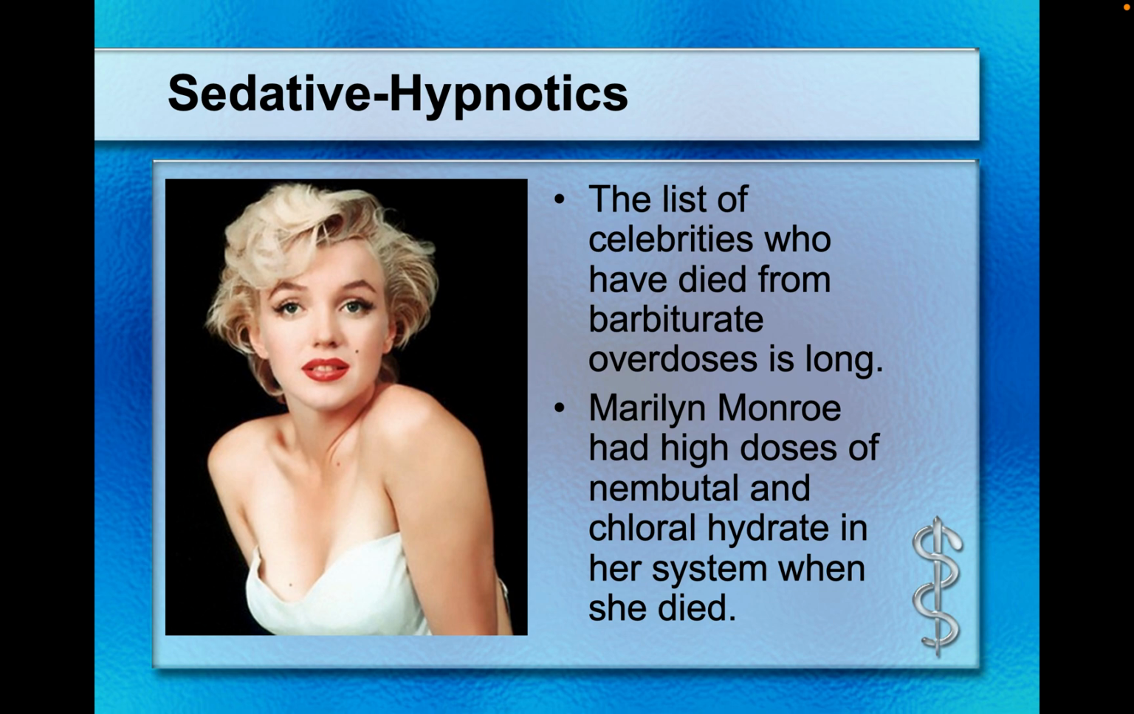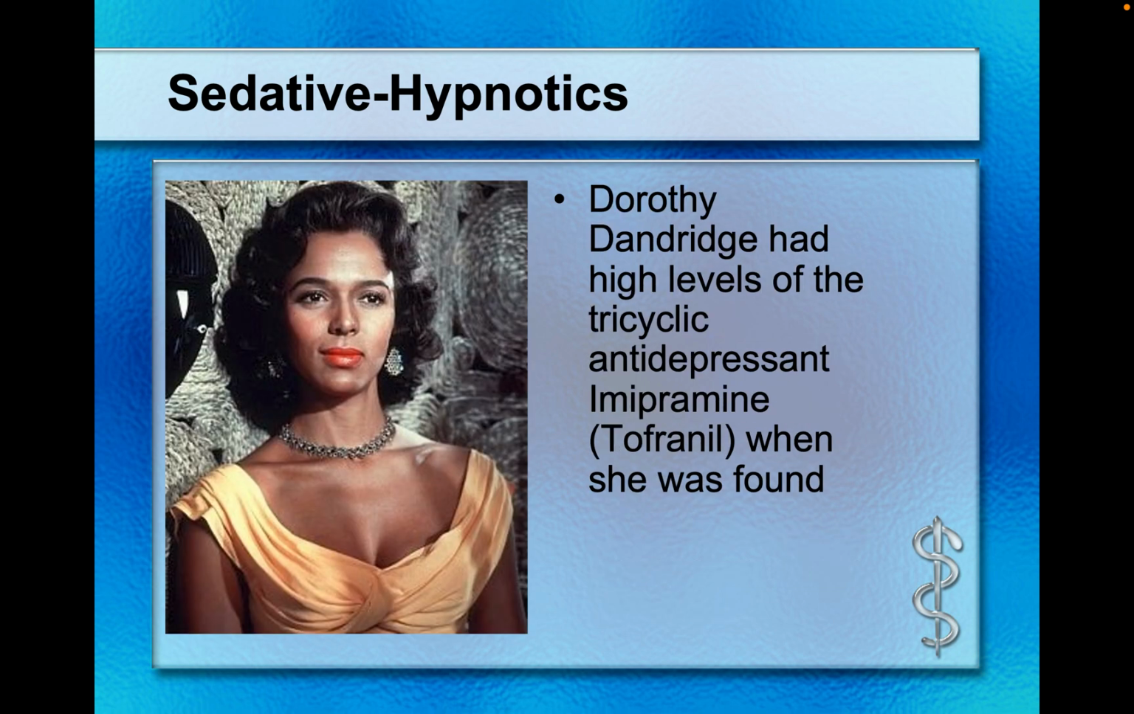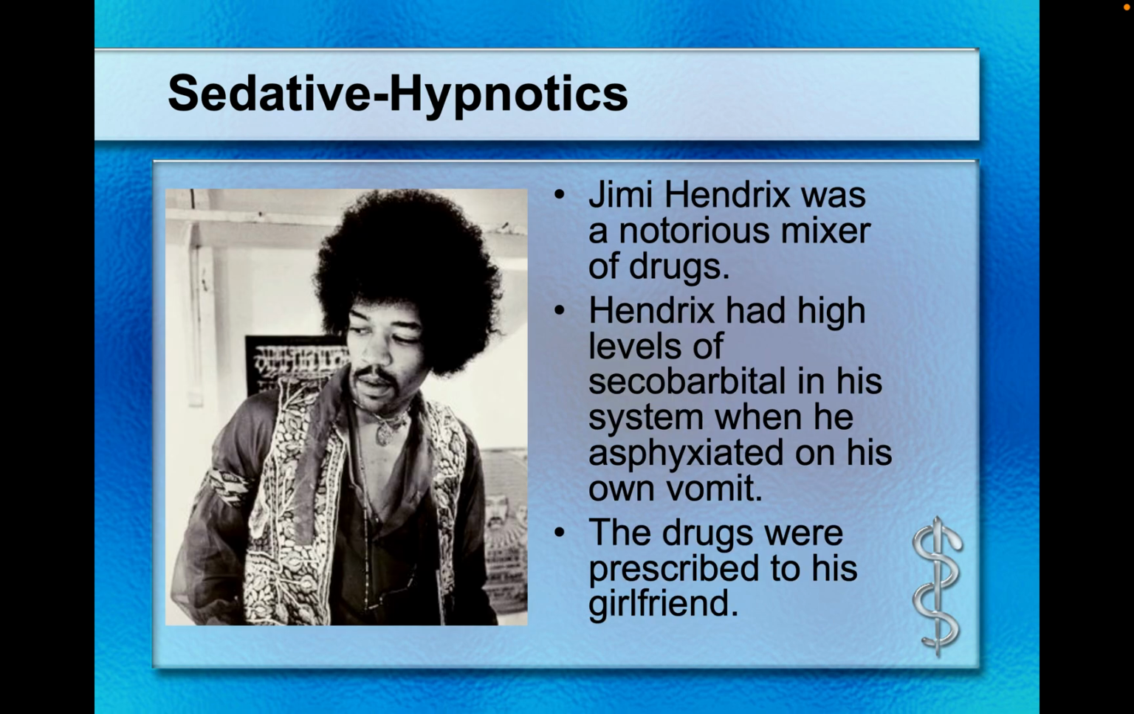The list of celebrities who have died from barbiturate overdoses is long. Marilyn Monroe had high doses of Nembutal and chloral hydrate in her system when she died. Dorothy Dandridge had high levels of the tricyclic antidepressant imipramine, also known as Tofranil, when she was found.